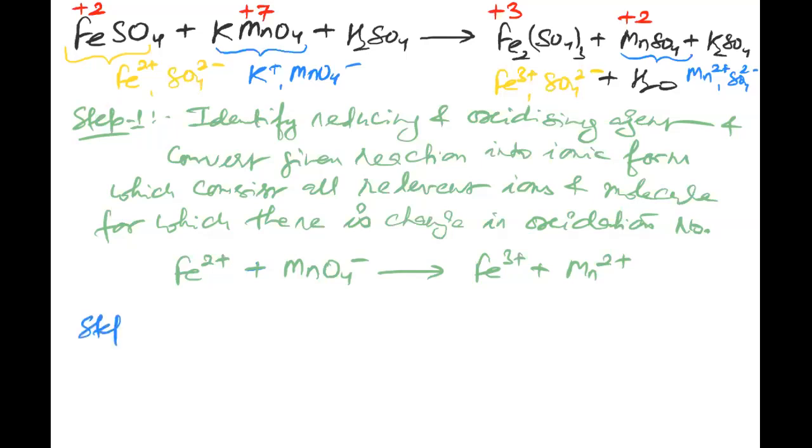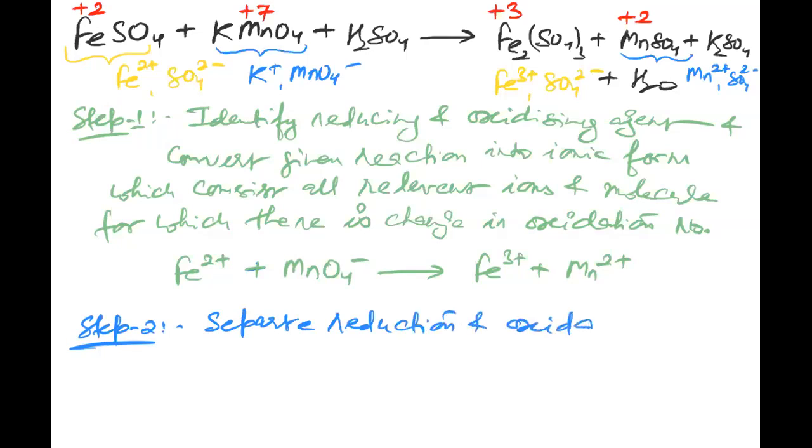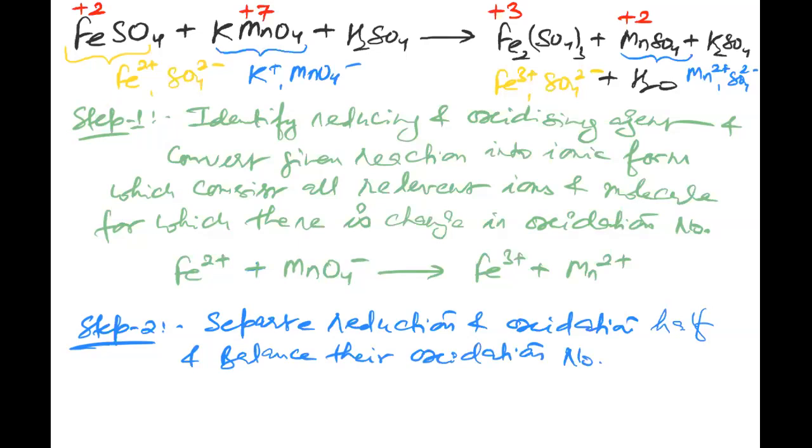In step 2, separate the reduction and oxidation half reactions, and balance their oxidation numbers by adding the proper number of electrons on either side.